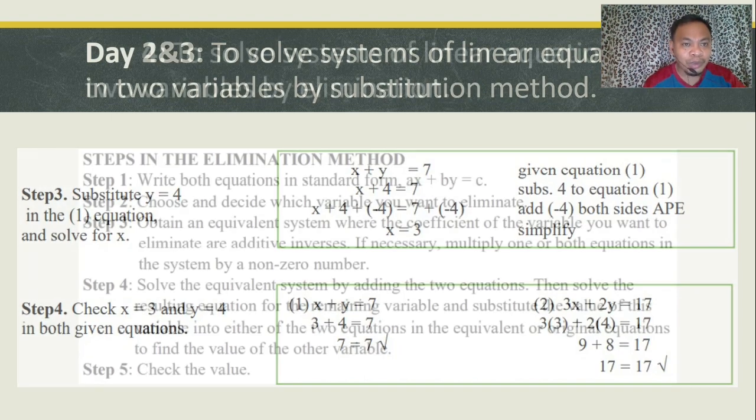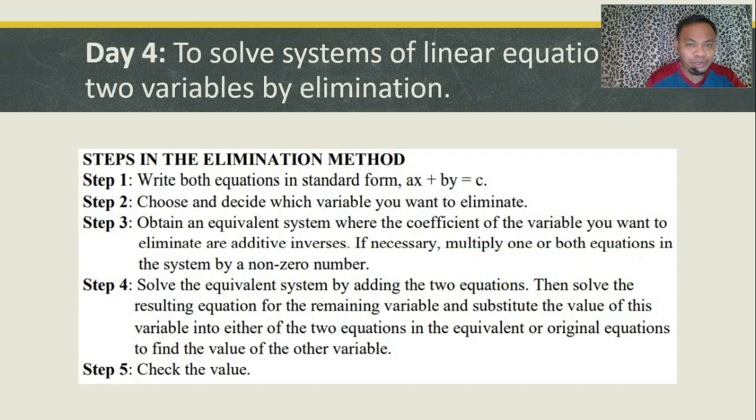Okay, so let's go to our day 4 to solve systems of linear equations in two variables by elimination. Okay, this time elimination method po. So we have here the steps in the elimination method. First, or step 1, is write both equations in standard form. So if yung equation po natin ay naka-slope intercept form, rewrite po natin siya into standard form in the form of ax plus by is equal to c.